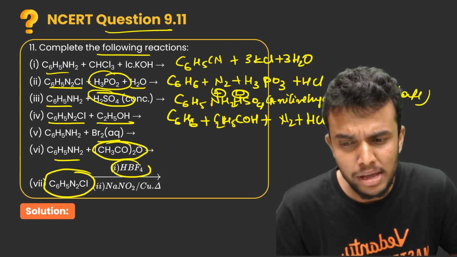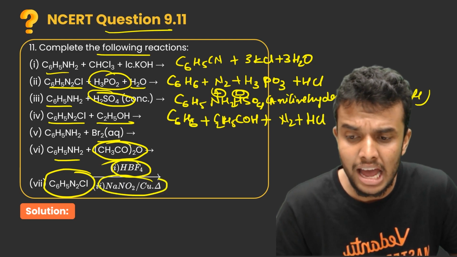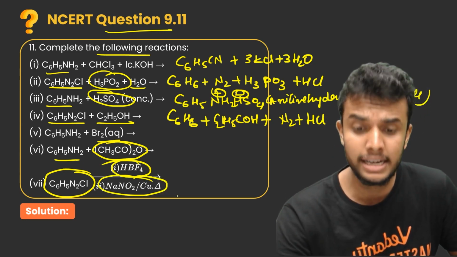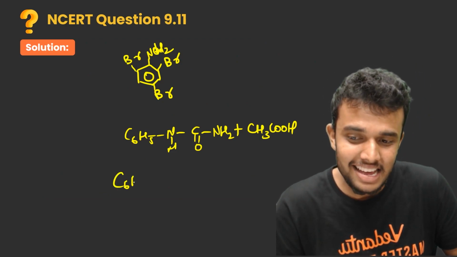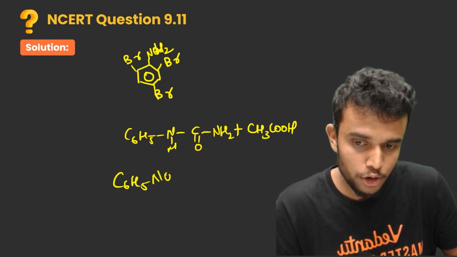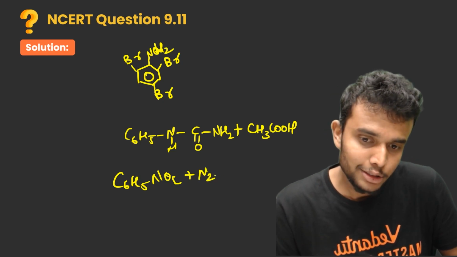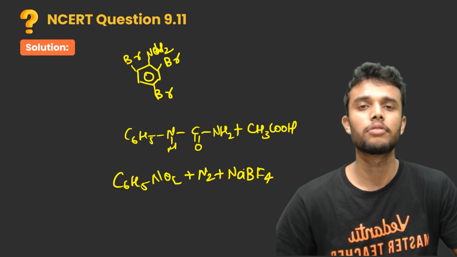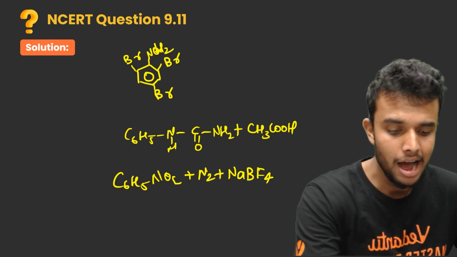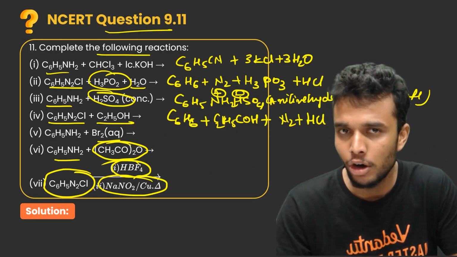It is reacted with HBF4 and in the presence of NaNO2 and Cu. What does it yield? Let's discuss. It yields nitrobenzene and N2 with sodium bromofluoride. As it's clear, I hope it's clear. If you have any doubt, let me know in the comment section.